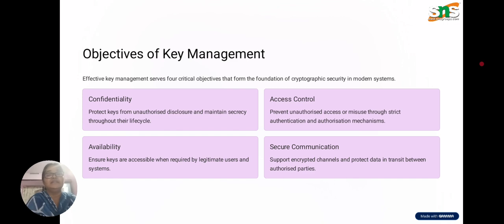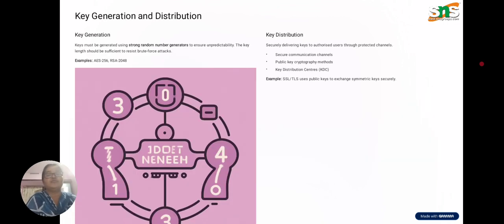And finally, secure communication. The keys help in encrypting the data so that the communication will always be safe. Supporting the encrypted channels and protecting the data in transit between the authorized parties is called secure communications. The next slide is about key generation and distribution.